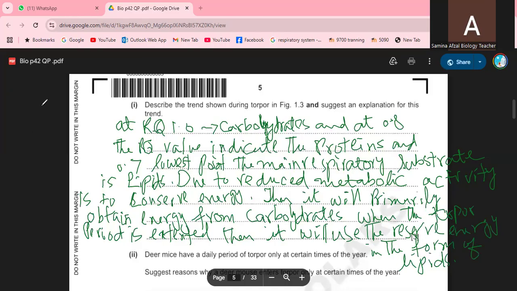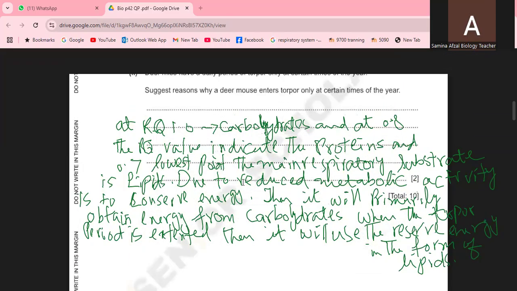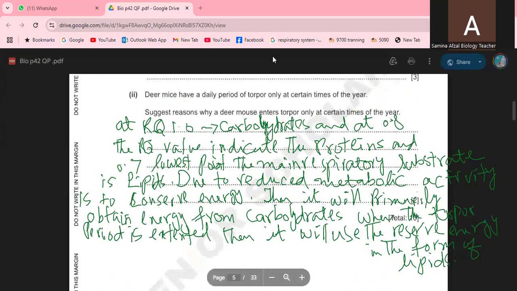Because firstly, it is inactive, so it has to conserve its energy. To conserve its energy, first of all it will get the energy from the carbohydrates, and at last, when the inactive period is long, to get energy to live, it will get the energy from the lipids. So all of this is clear from graph 1.3. Now we are moving towards the next question part.